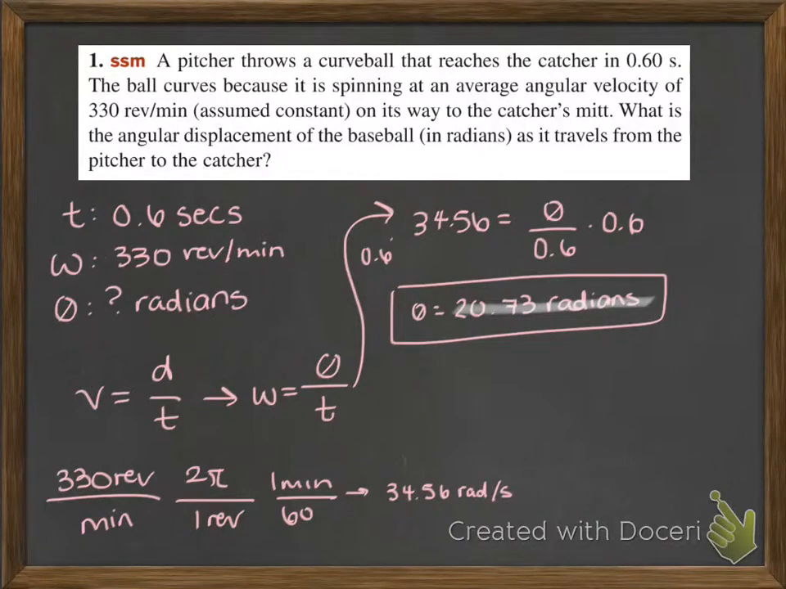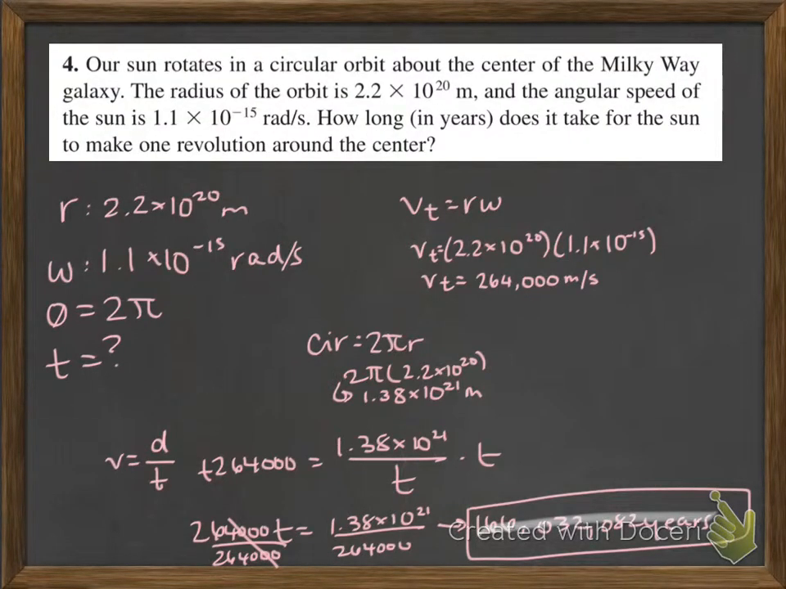So you're going to put that in for your w, and you're just looking for theta. You already know your time, so you're just multiplying each, and your theta would give you 20.73 radians. Now let's look at the last problem.